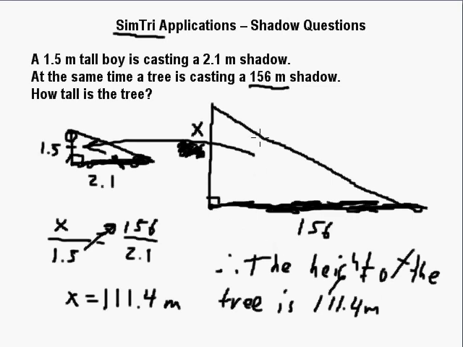Okay, quick revamp of what we just did. Shadow questions. You have two objects, which gives two triangles. Label the side, heights on the side. Label the bottom, shadows go on the bottom. Set it up, solve it. Therefore statement. Word answers for word questions.